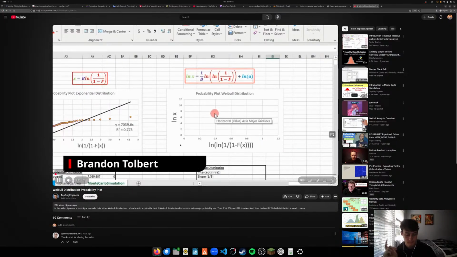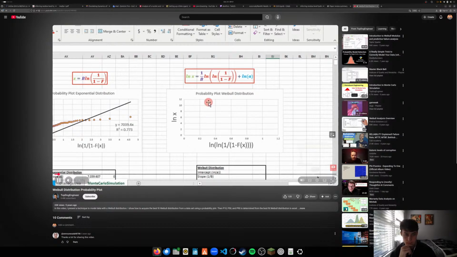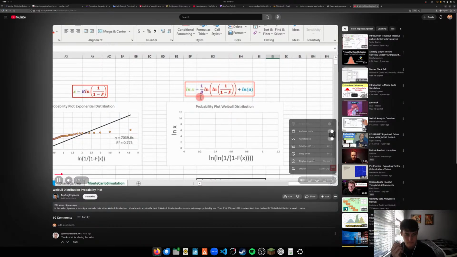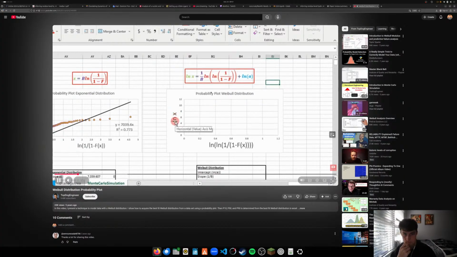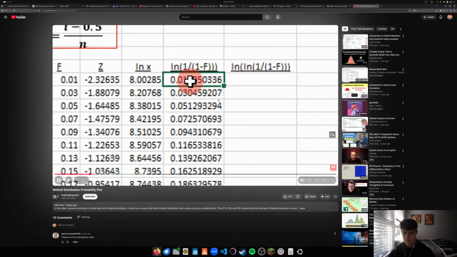Today we're going to use a Weibull distribution probability plot to fit a Weibull distribution to our data. So you can see up here, this is the equation we developed in the first video. You can notice that it's the equation of a straight line with our y equal to the natural log of our random variable, and then 1 over b as our slope, and then this monstrosity equation as our x, and then the natural log of a as our y-intercept. So the first step we want to do is plot y versus x.